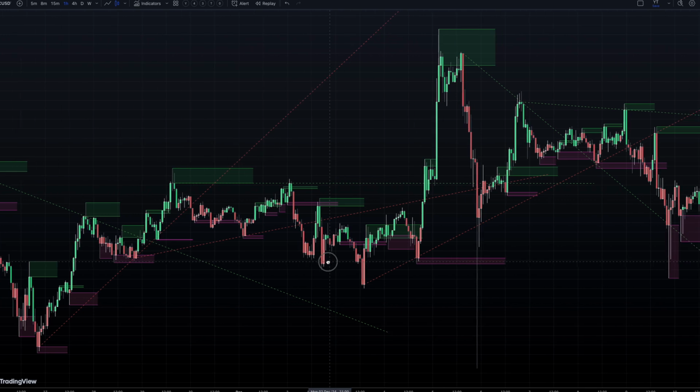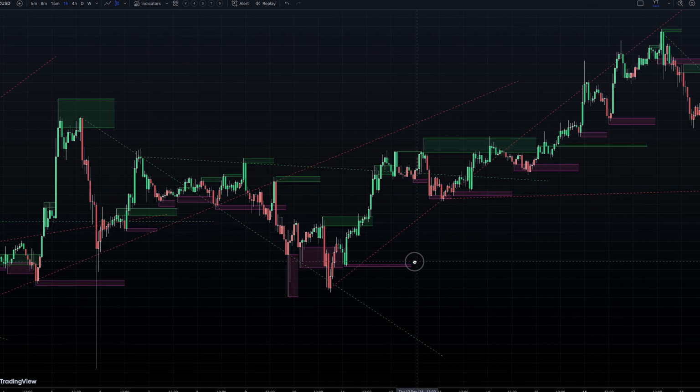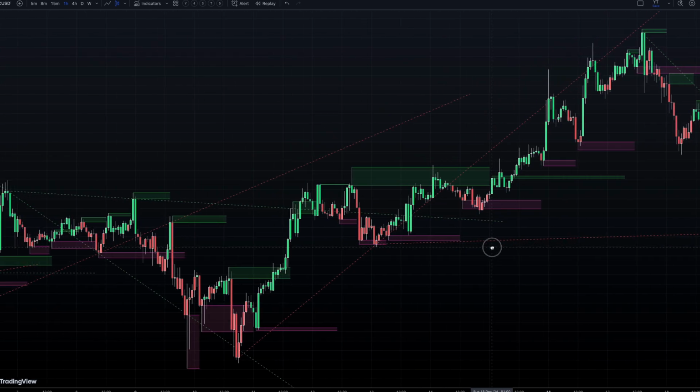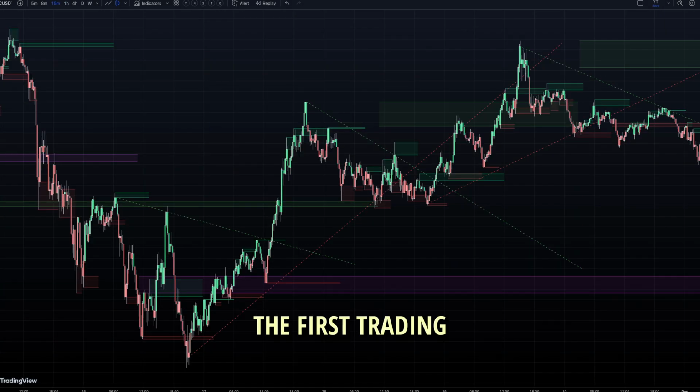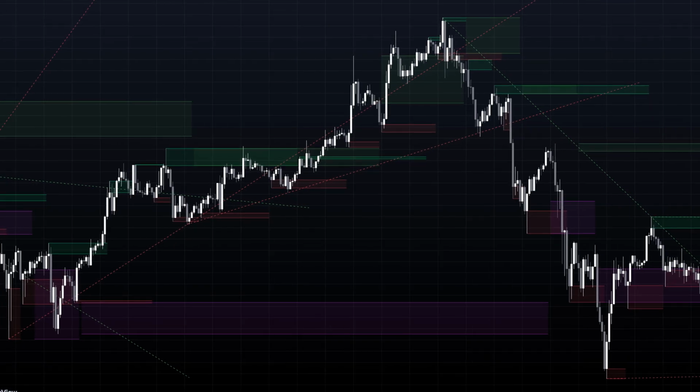Keep in mind, these settings are just one of many possible configurations. If you discover settings that work better for your trading style, that's excellent. Now let's look at the first trading approach, reversals. These can occur both as local reversals during pullbacks within a trend or as major trend reversals. The principle remains the same.